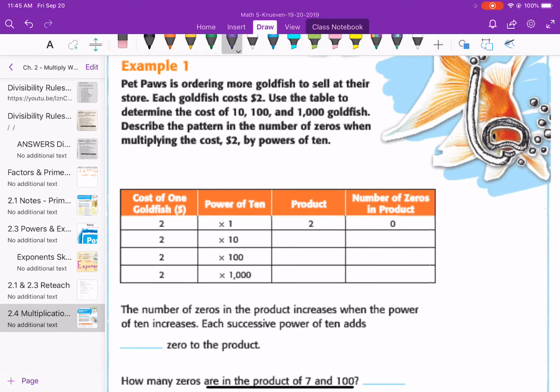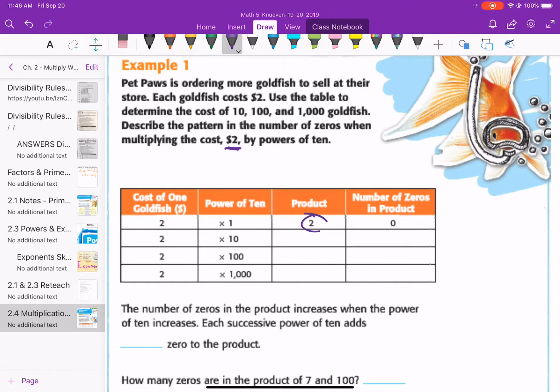So we know that each one of these goldfish is going to be $2. So one goldfish is going to be $2 because we did not have any powers of 10. It's like 10 to the 0, in which 10 to the 0 would be like saying 1. So it's like saying 2 times 10 to the 0 power. Well, if 10 to the 0 power is 1, that's like saying 2 times 1. And that's why we get 2.